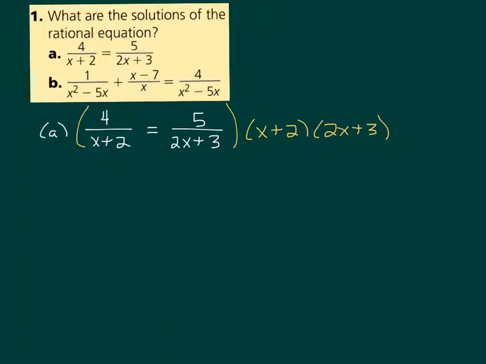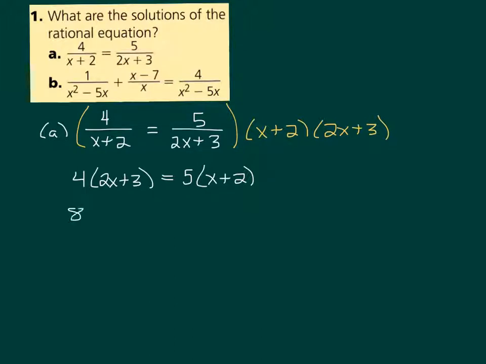So we have to realize that when I multiply this right here, the x plus 2's cancel, correct? So I have 4 times 2x plus 3 equals, when I multiply this by x plus 2 times 2x plus 3, the 2x plus 3's will cancel, so I will have 5 times x plus 2. So now we have an equation that should be relatively easy to solve.